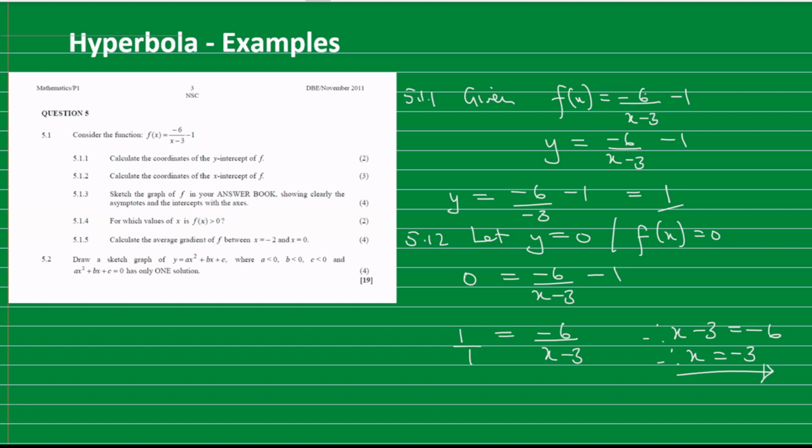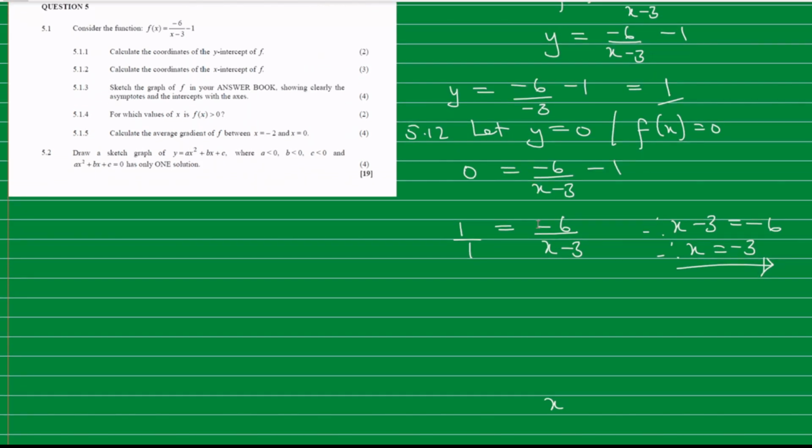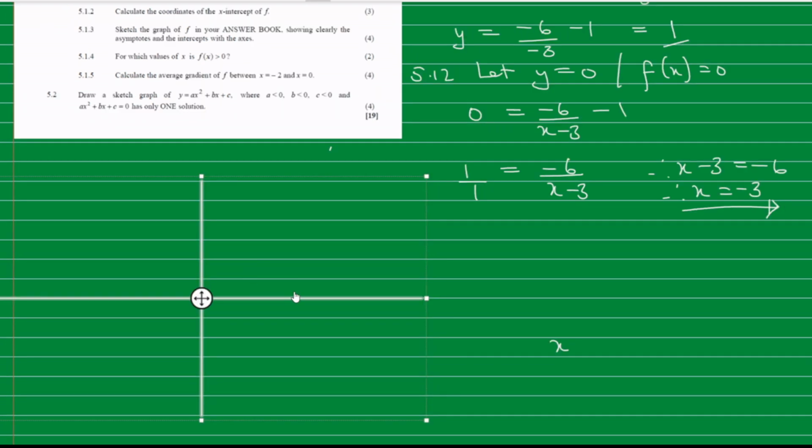And then the question asks: sketch the graph of f in your answer book, showing clearly the asymptotes and the intercepts with the axes. So that's where we are going to draw our graph. We can draw our graph here. So in this one, this is our x-axis, that is our y-axis.